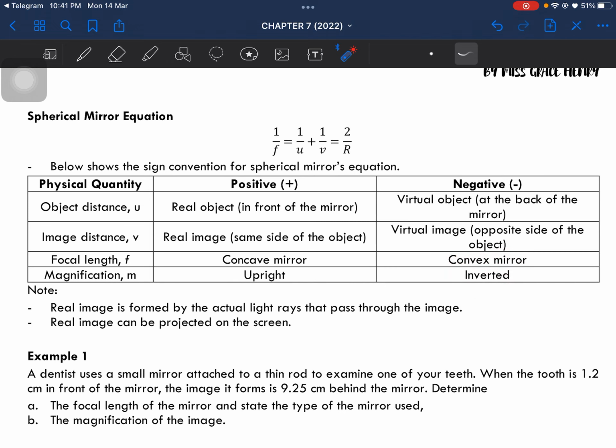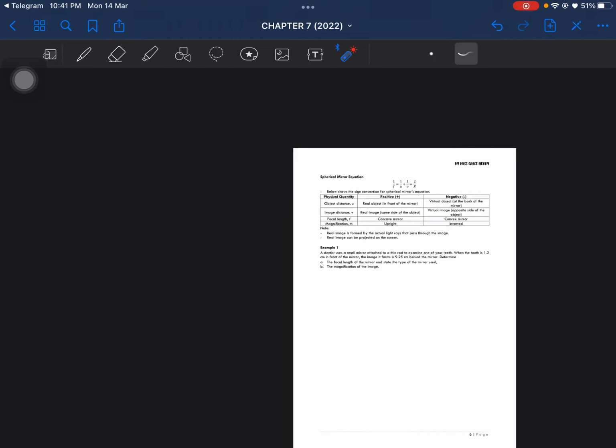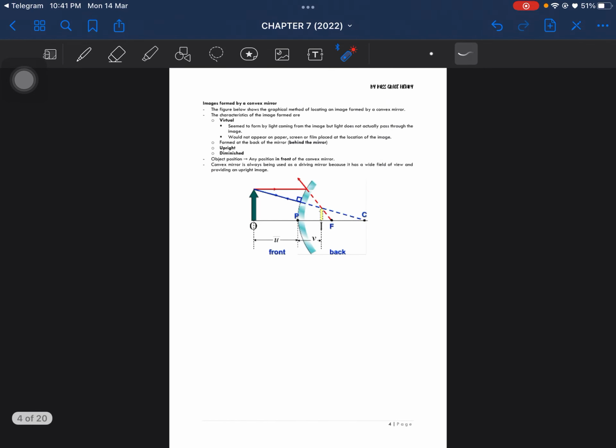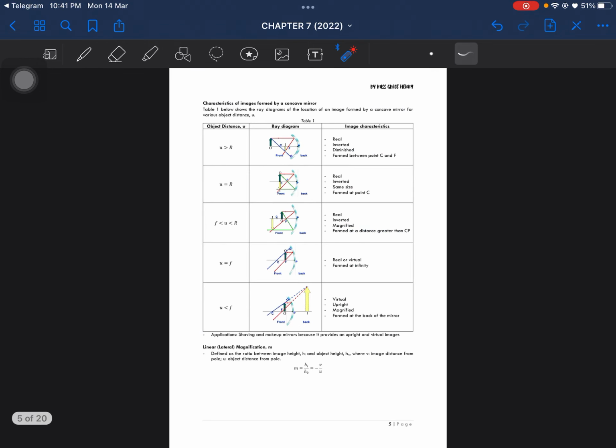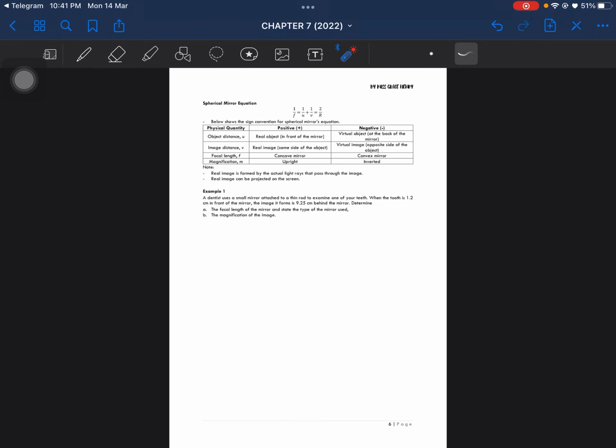Note that a real image is formed by the actual light rays that pass through the image, hence a real image can actually be projected on a screen. Alright, so that is on drawing the ray diagrams for spherical mirrors. We will go into examples in the next video.